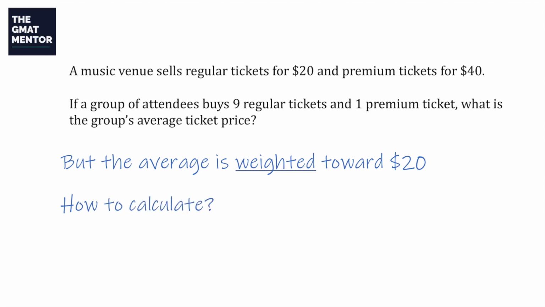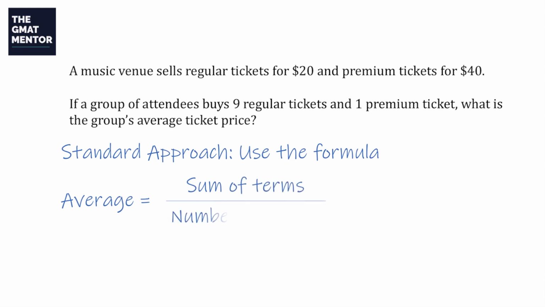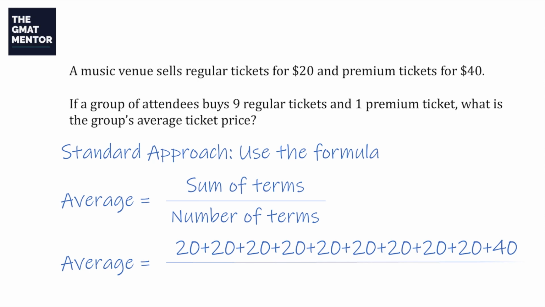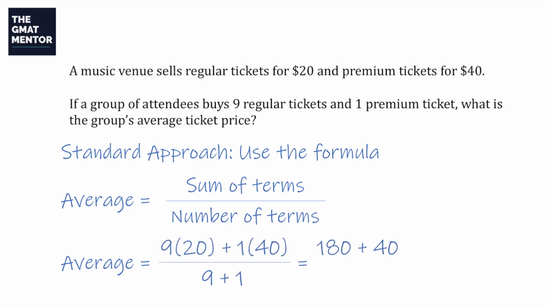How do we calculate that average? The standard approach is to use the average formula. The average is the sum of the terms divided by the number of terms. So to find the average here, you'd add up all the ticket prices and divide by the number of tickets. Since $20 appears 9 times, a better way to do this is to use multiplication. This gives you 180 plus 40 over 10, which then gets you to 220 over 10, resulting in $22.